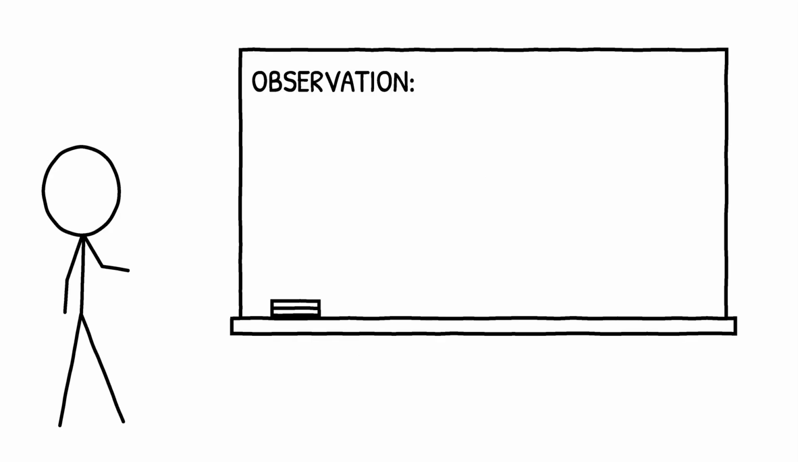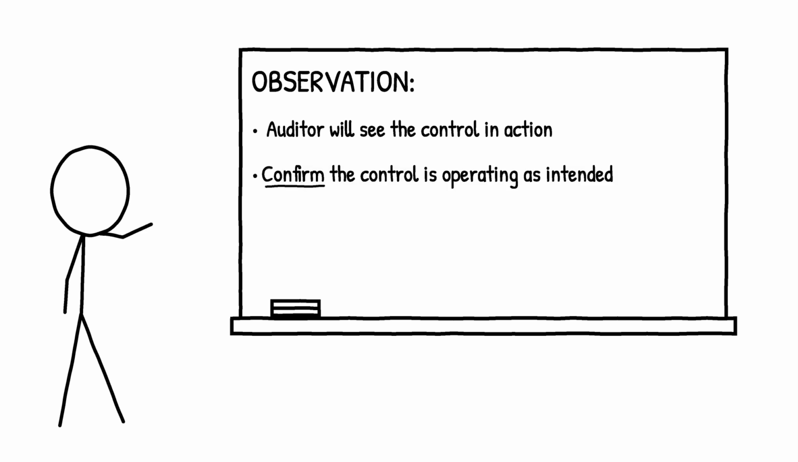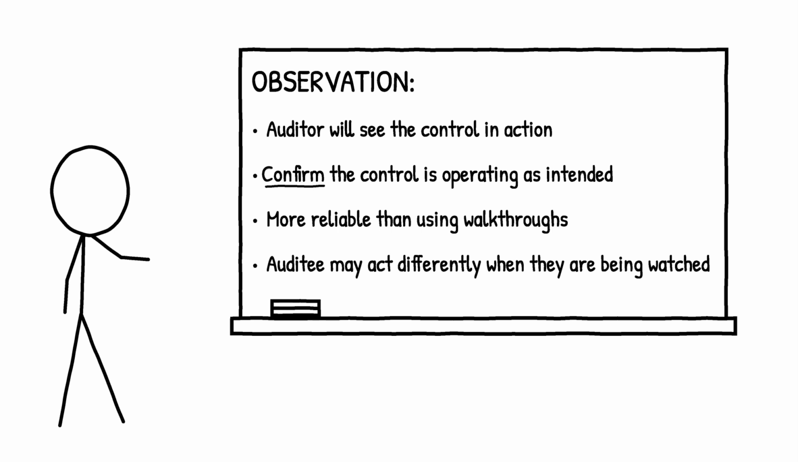In your CISA exam, it's common to get questions which ask you to identify the most appropriate evidence gathering technique for a given scenario. When you see these questions, remember that observation is when the auditor sees the control in action, which allows them to confirm it is operating as intended. Doing this is more reliable than using walkthroughs, but it's important to remember that the auditee might act differently when they know they are being watched.